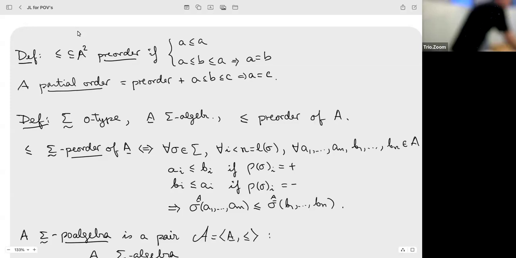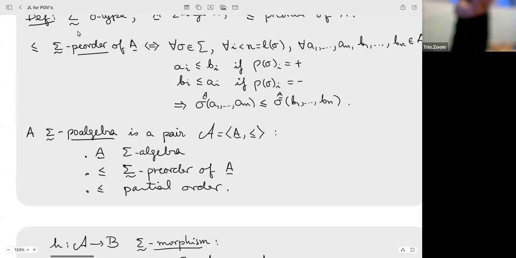And to that, we call it a partially ordered algebra. So it should be an algebra that also has an order. I'm going to be using this calligraphic notation for these pairs. And you have an algebra, and the order has to be a sigma preorder of A. So it has to respect all the polarities of all the symbols. And moreover, it is going to be a partial order. That's a partially ordered algebra.